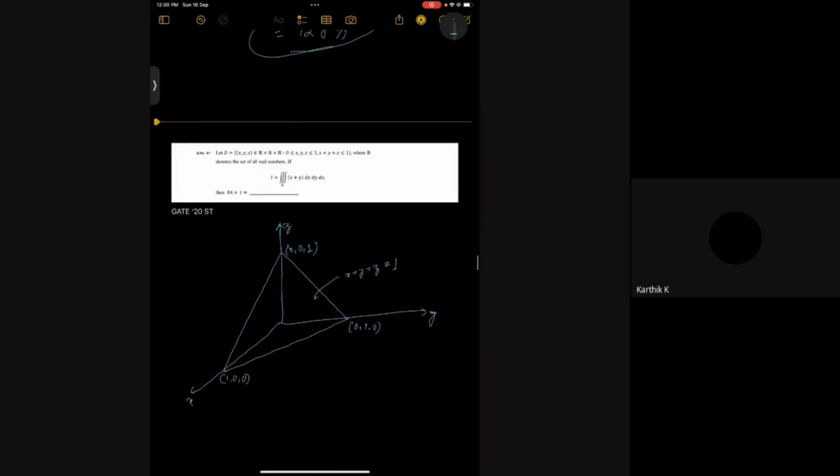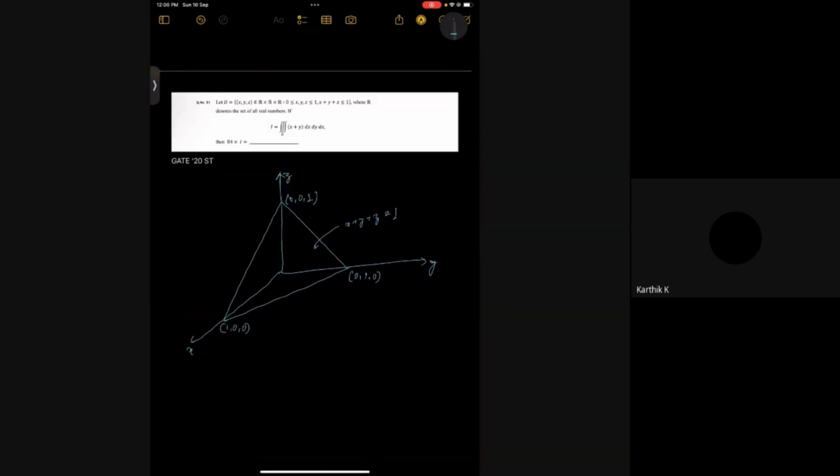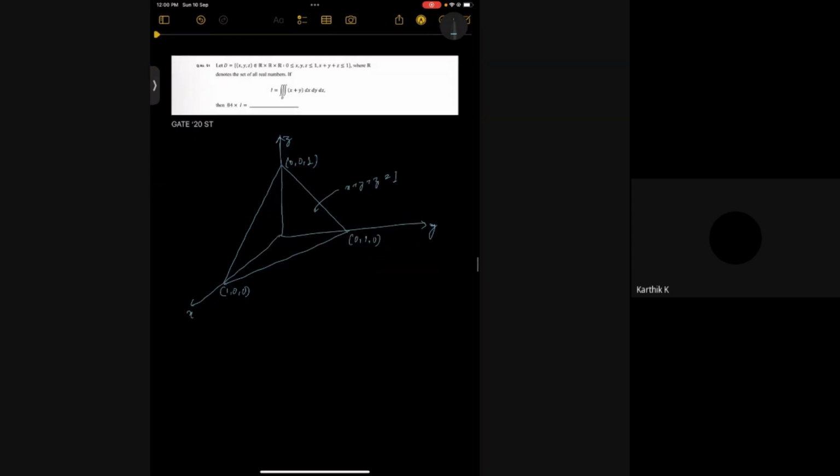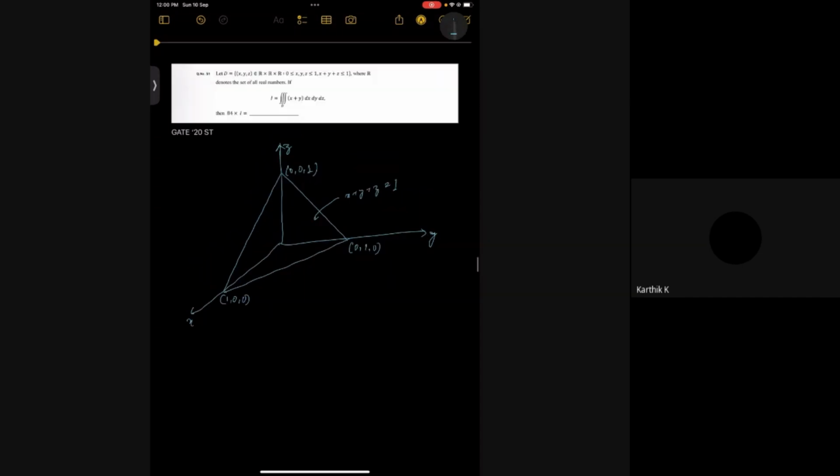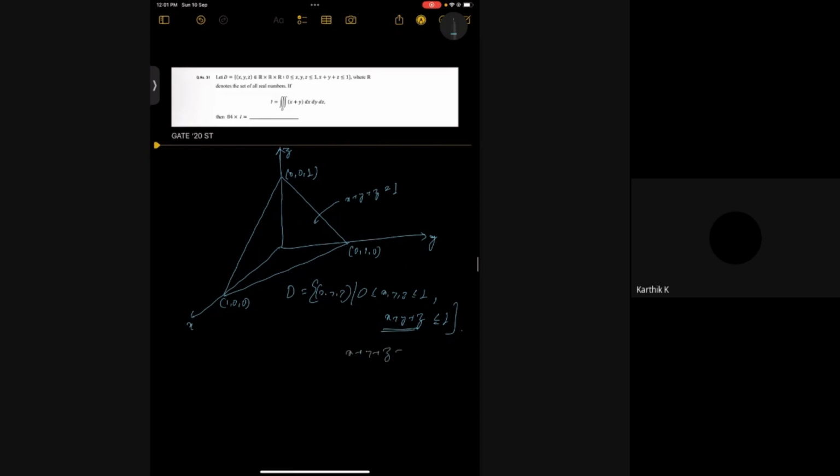Now next problem, again it was asked in GATE, statistics again, because I think there are some statistics students here. D is the region, let me write down what D is. D is given to be the region of x, y, z, such that x, y, and z all lie between 0 and 1. So that means it lies in the first octant. And also we are given another restriction, x plus y plus z should be less than or equal to 1. So the maximum value of x plus y plus z is equal to 1, right?